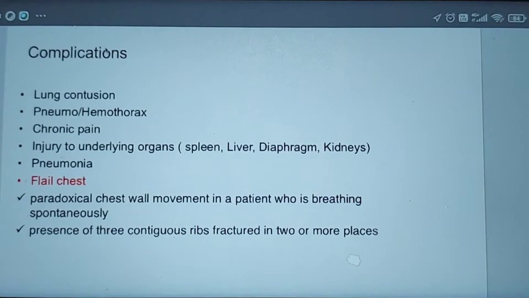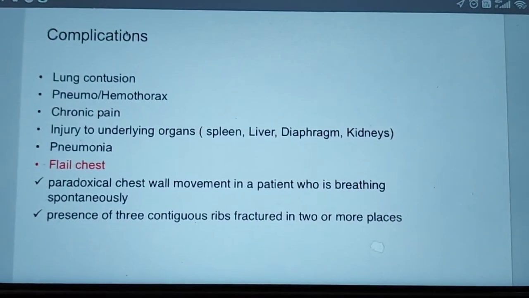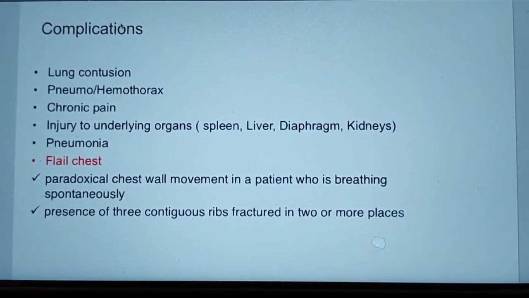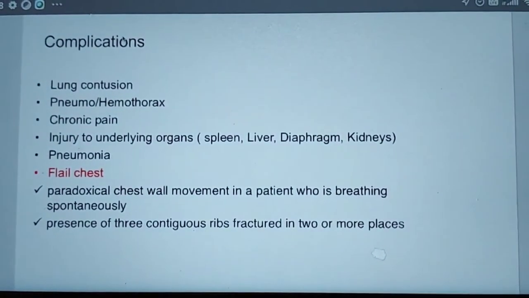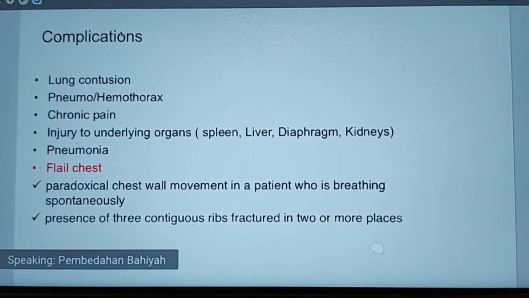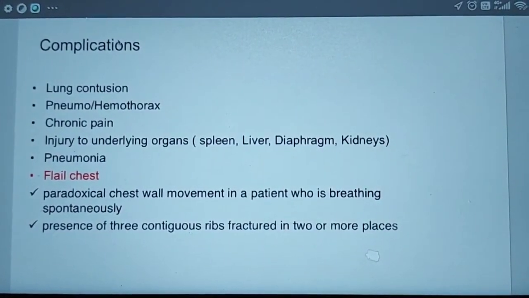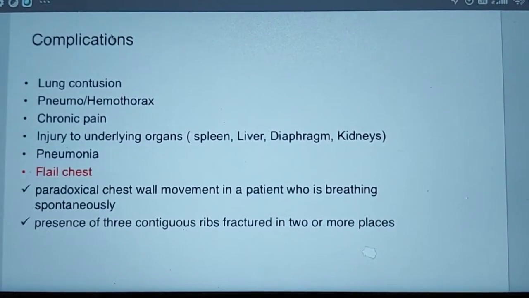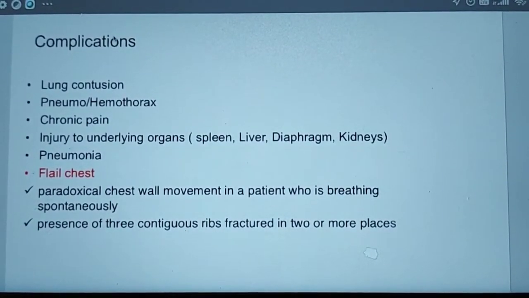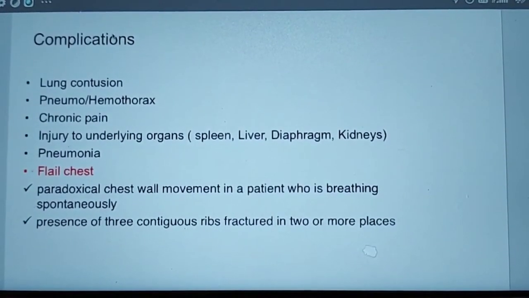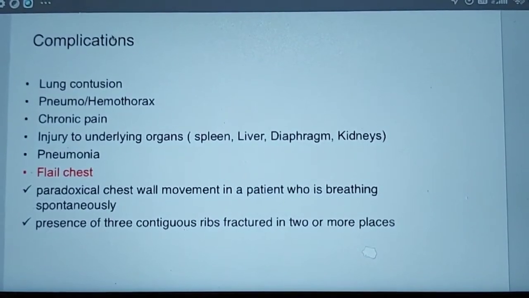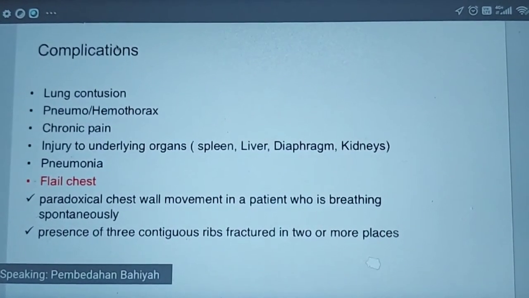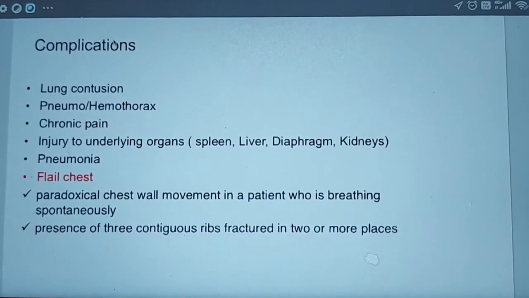Okay, these are the complications of rib fracture. The first one, lung contusion, and then pneumothorax or hemothorax, chronic pain, injury to underlying organs such as spleen, liver, diaphragm and kidneys, pneumonia, and also flail chest. Usually we have immediate effects, or effects within hours to days. The immediate effect on ventilation is due to significant damage or distortion to the thorax. For example, a displaced fracture can tear the pleura or vessels, leading to pneumothorax or hemothorax.